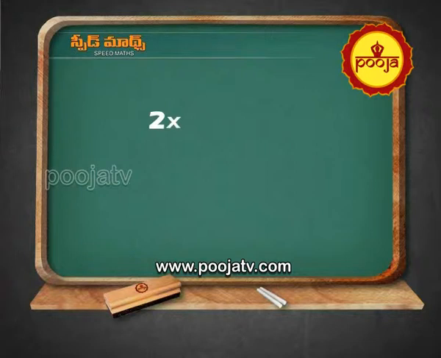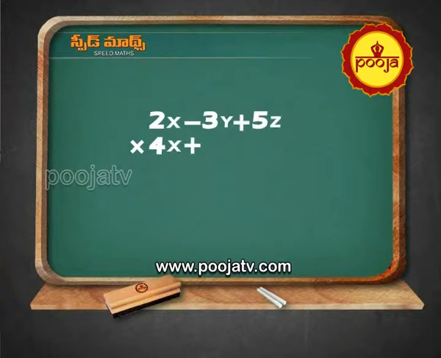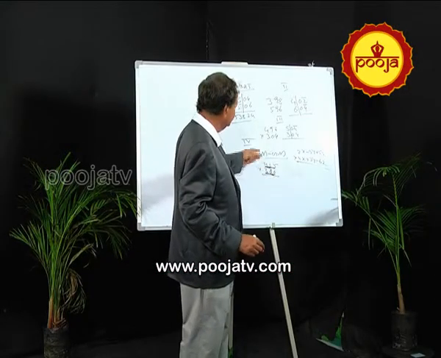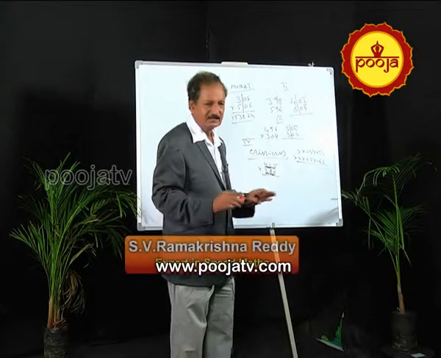2x minus 3y plus 5z into 4x plus 3y minus 6z. I will show you clearly. So, do not think, sir, this is only arithmetic, it is not for us.